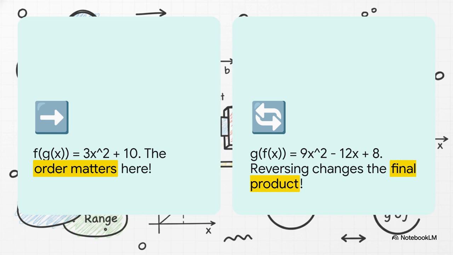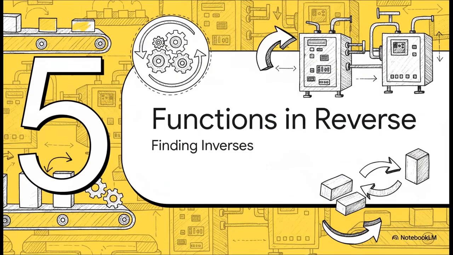If function f is 3x minus 2 and function g is x squared plus 4, plugging g into f yields 3x squared plus 10. But if you reverse that and plug f into g, you get a completely different quadratic equation, 9x squared minus 12x plus 8. The mathematical products are entirely different. Order matters. Section 5. Running functions in reverse.